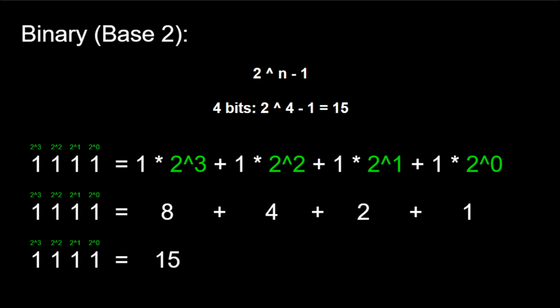If we have 4 bits, we can represent 2^4 - 1, which is 15. If we are given the 4-bit value 1111, 4 ones, we add 2^0 + 2^1 + 2^2 + 2^3, which is 1 + 2 + 4 + 8, equal to 15.